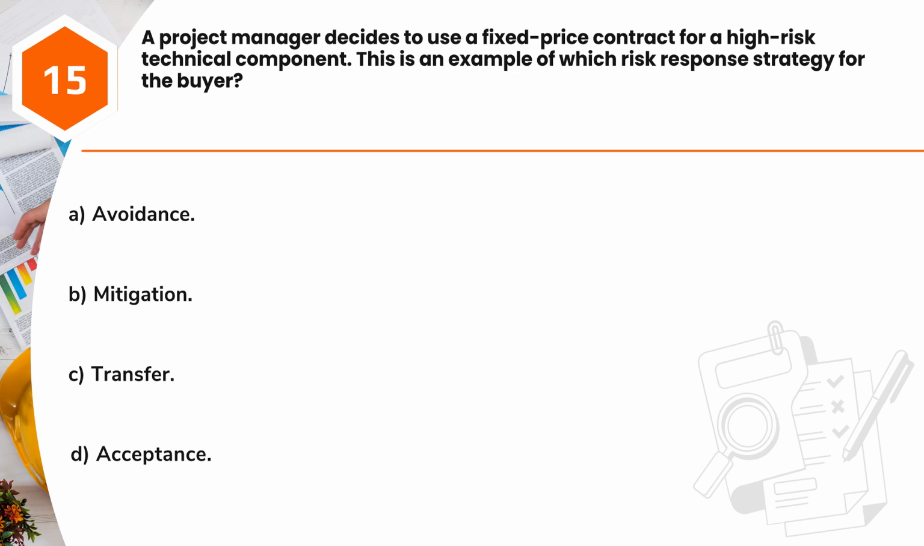Question 15. A project manager decides to use a fixed-price contract for a high-risk technical component. This is an example of which risk response strategy for the buyer? A. Avoidance. B. Mitigation. C. Transfer. D. Acceptance. Answer: C.